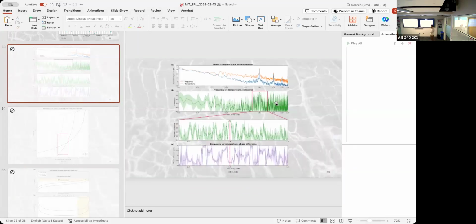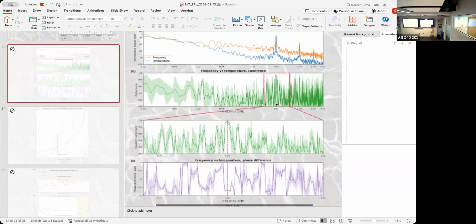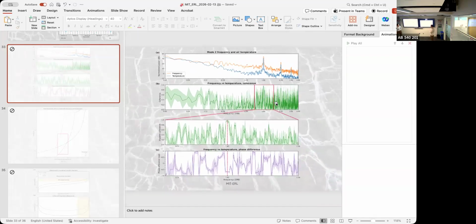Let's look at this. So the yellow curve is the frequency variation. This is the spectral analysis of the frequency variation. The yellow one is the frequency variation, and the blue one is the temperature variation. And we see that they all have these diurnal and semi-diurnal peaks, and a three times a day peak. And then we can do a cross-spectral analysis, which shows you how coherent they are.